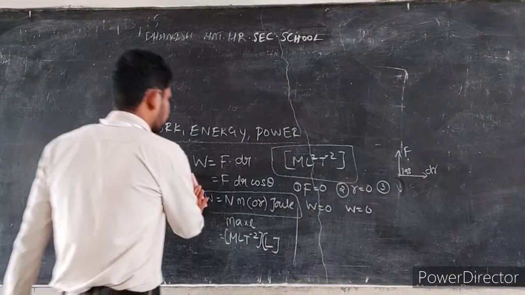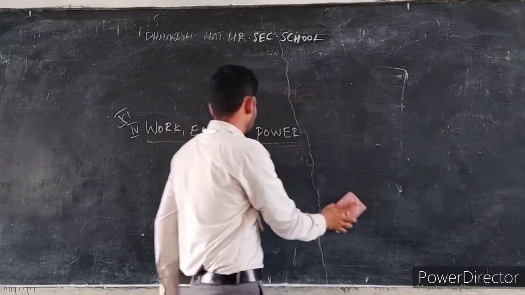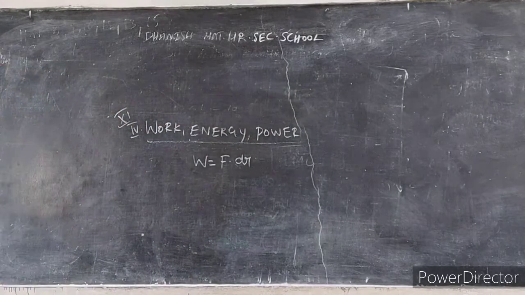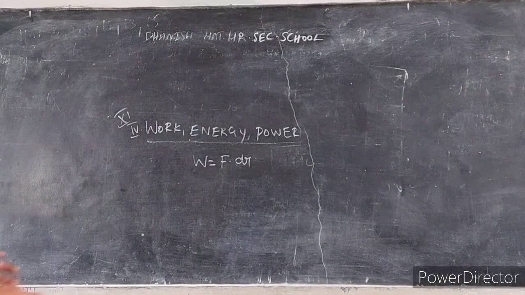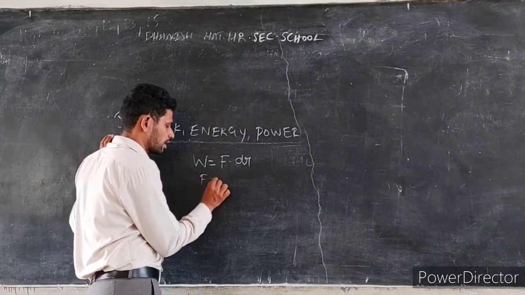Okay, a force of 25 Newton is given, and the object is displaced by 15 meter. The angle between the force and the displacement is 30 degree. So what is the work done on that object? So the force is given.